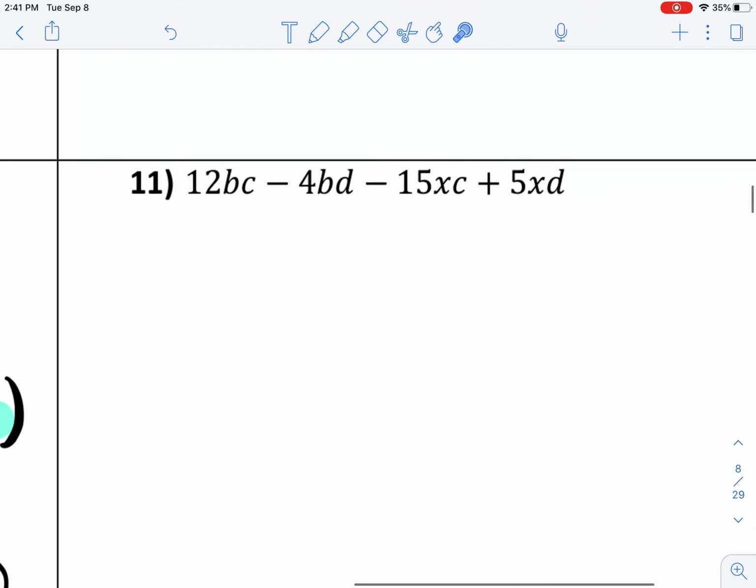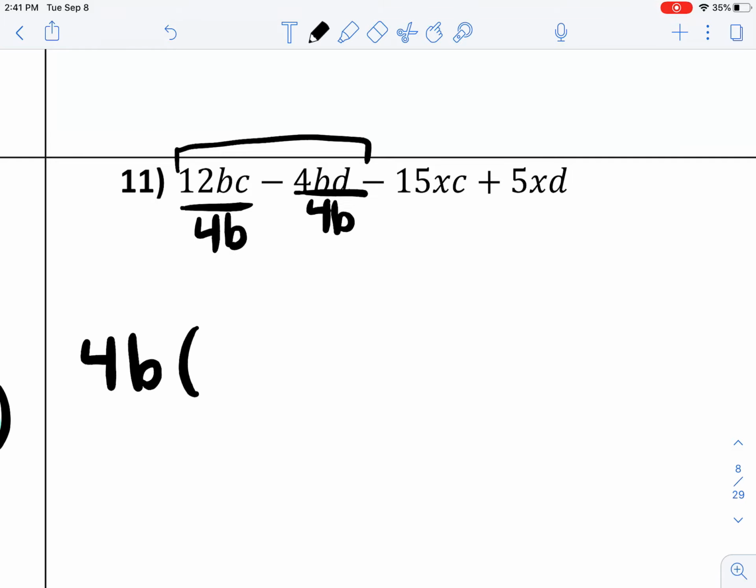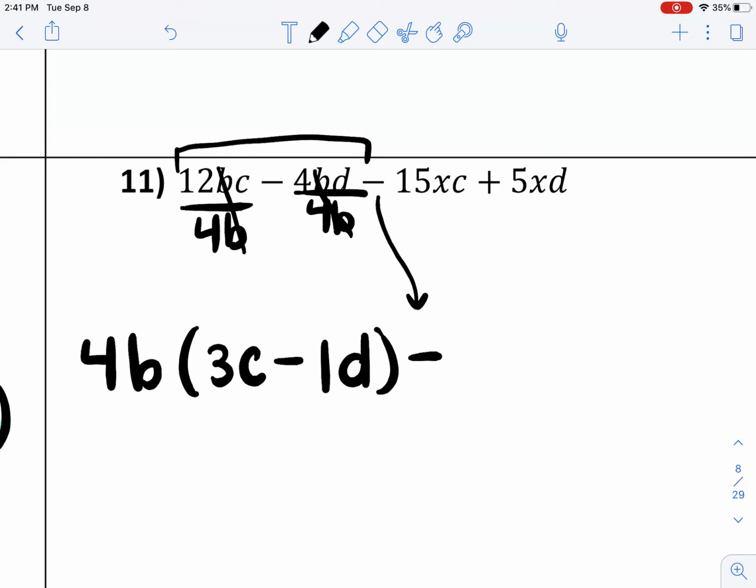And last question. First group, GCF, the biggest number that goes into 12 and 4 is 4. And they both share the letter b, so I will divide by 4b. 12 divided by 4 is 3. The b's cancel, I'm left with c. Minus 4 divided by 4 is 1. The b's cancel, I'm left with d. Then I bring down this minus sign.